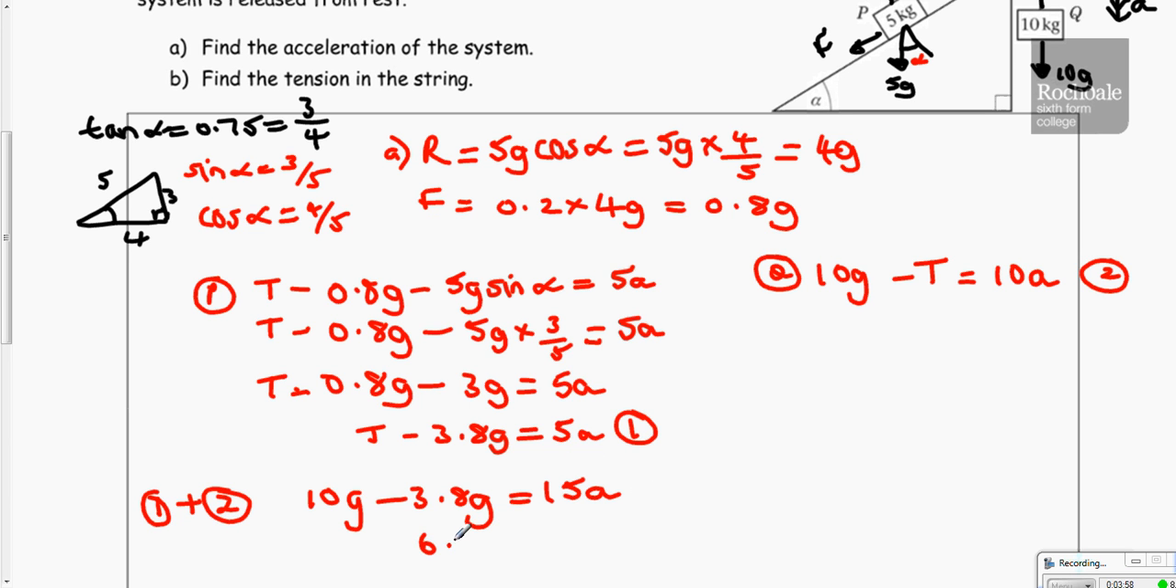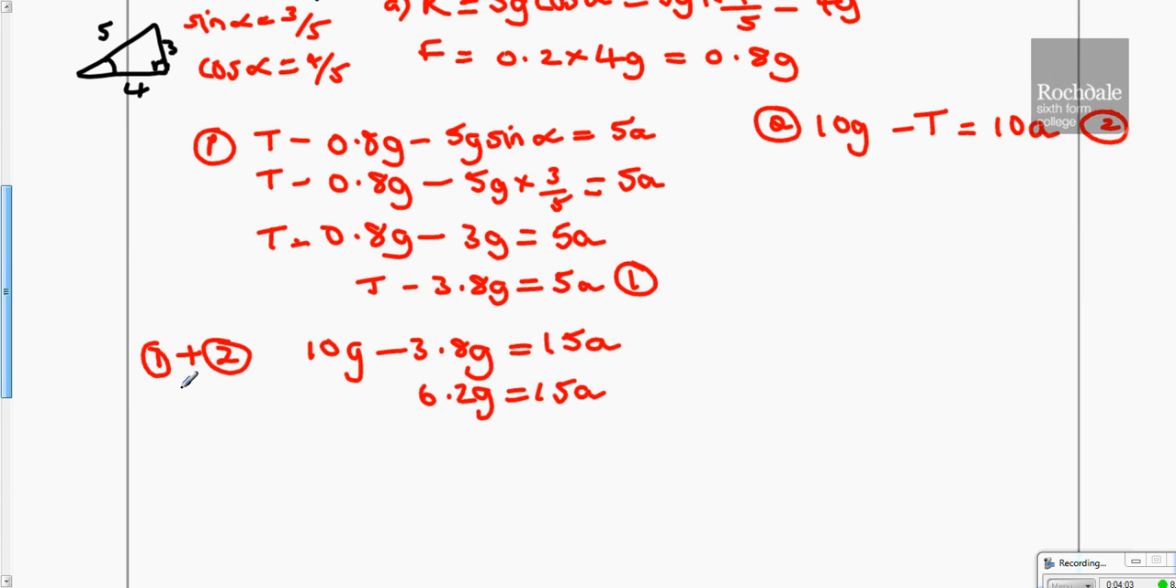So 6.2g equals 15a. And if you put that into your calculator, a works out to be, let's do it as a fraction, 31 over 75. If you do 6.2 over 15 on your calculator, if it has a fraction facility, it will come out exact. If it doesn't, you may have got something like 4.05 as your answer.